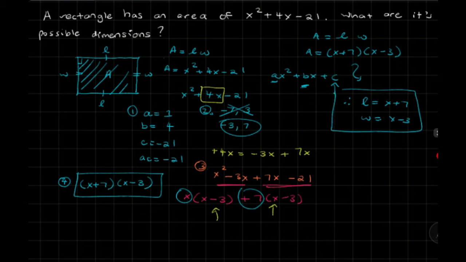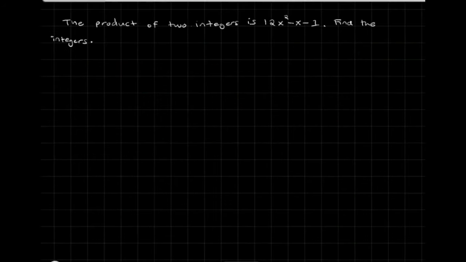And these are our dimensions of our possible rectangle. Now we're not given units, but we can assume maybe it's centimeters, meters, it doesn't matter, but those are our dimensions for this rectangle.